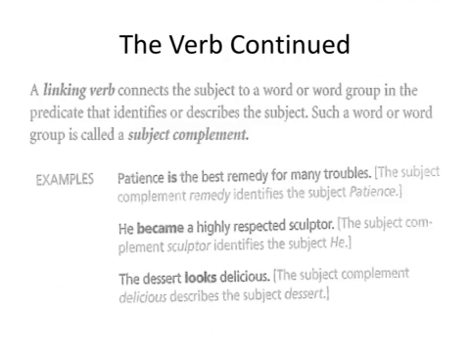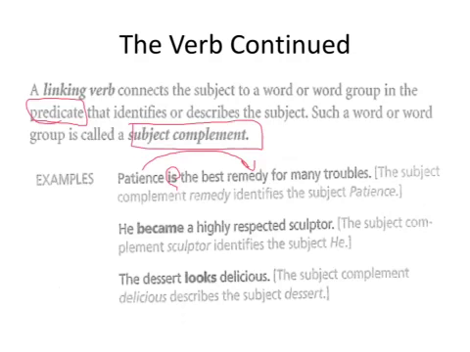A linking verb connects the subject to a word or group in the predicate that identifies or describes the subject. So the predicate is the part of the sentence that comes after the verb. Such a word or group is called a subject complement. We will talk more about this in our study of the nominative case. So for example, patience is, this is our linking verb, is the best remedy for many troubles. So is links patience and remedy.